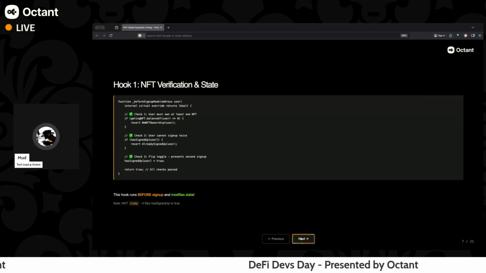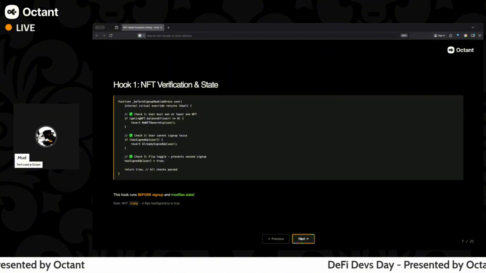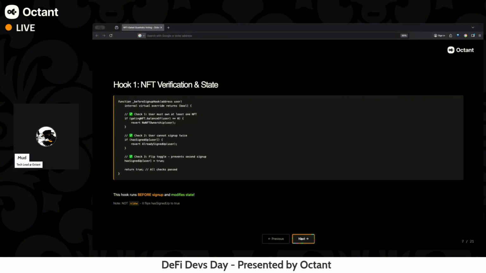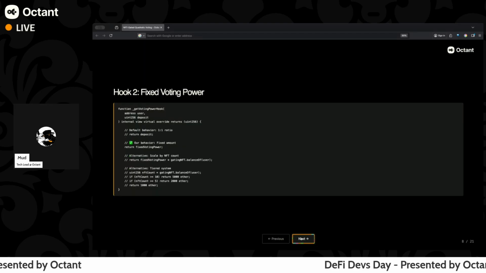So we'll start with the naive implementation. This simply checks if the person has signed up already and whether they have that NFT at all. And if so, it returns true and all checks pass. And the getVotingPower hook.